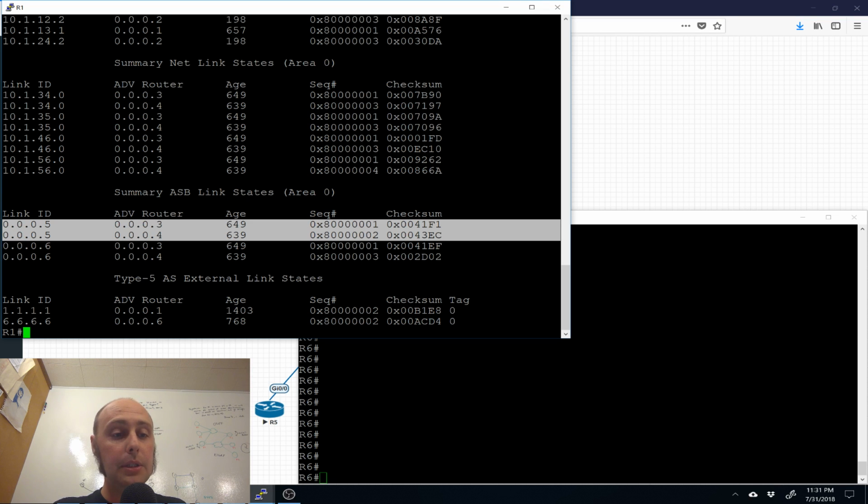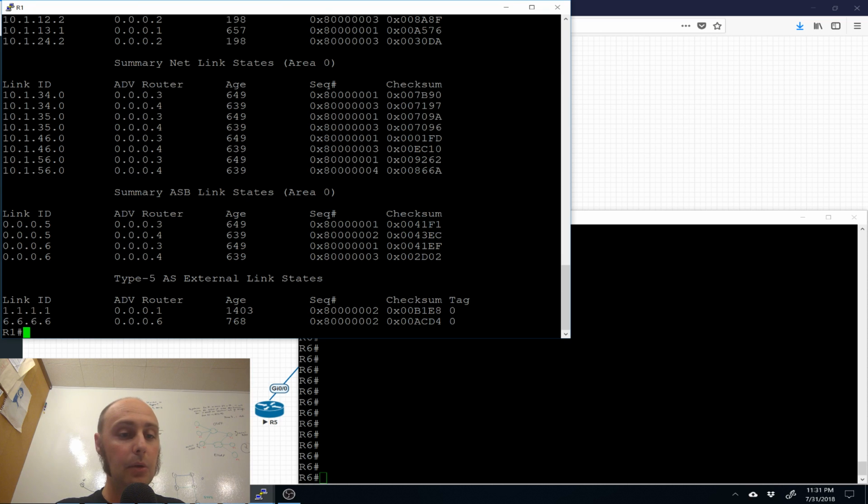so please ignore it. Here are our 2 loopbacks that we injected on router 6. I always say injected when we're doing sort of redistribution, I guess. Router 6's loopback and router 1's loopback, and the advertising router is router 6 and router 1, respectively.